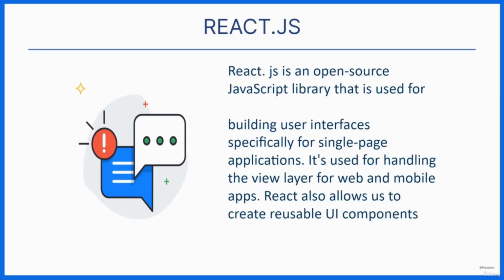The next is React.js. So React.js is an open source JavaScript library that is used for building user interfaces, specifically for single page applications. It is used for handling the view layer for web and mobile apps. React also allows us to create reusable UI components. So React.js is basically a JavaScript library used for building the front end part of web development, and it is component based. With the help of components, it becomes very easy to build a website, and it provides us with reusable UI components.